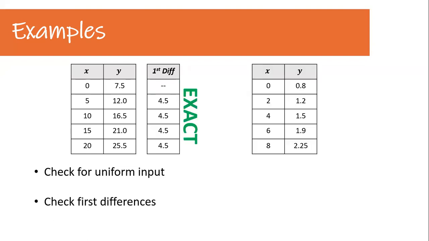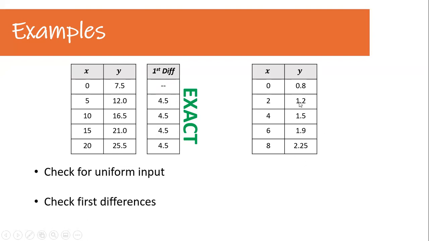Now let's look at another example. Here we have X as 0, 2, 4, 6, and 8. We have that uniform input again because we're going from 0 to 2, 2 to 4, 4 to 6, and 6 to 8. So we're going up by 2 points each time. And so we're ready to look at our first differences.